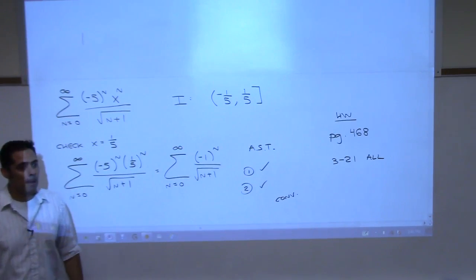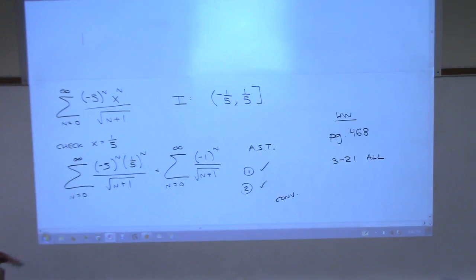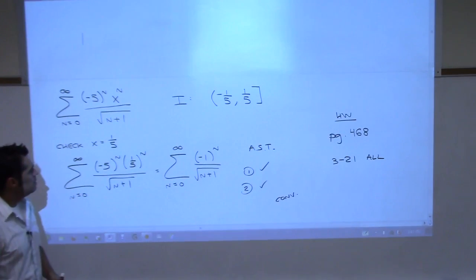Yes. I just have a question. Why do the -5 to the n and the 1/5 n combine if they're multiplying? Why do these combine? Yeah, if they're multiplying.